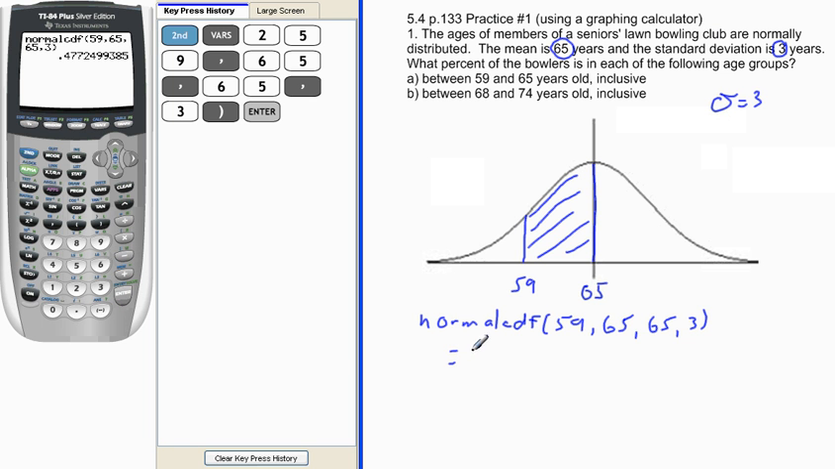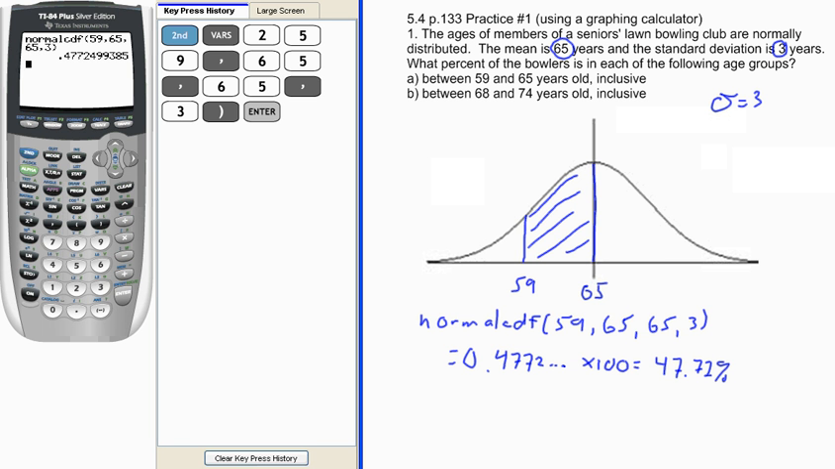So that gives us 0.4772 and so on. To make it a percent, we can multiply that by 100 and we'll get approximately 47.72%.